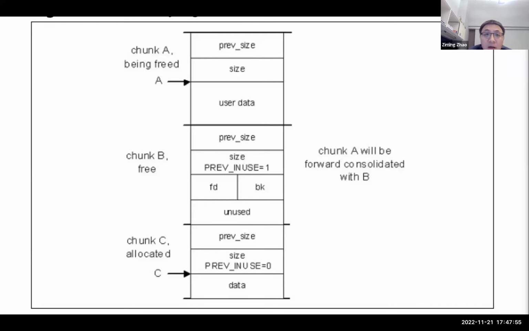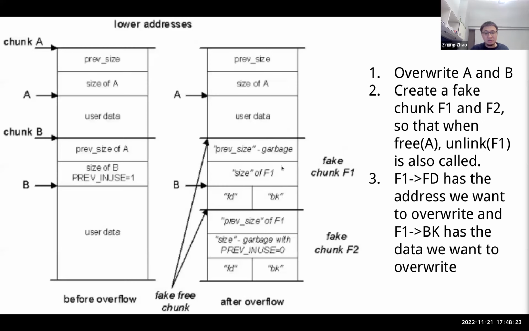Here we assume chunk A, this object, has a vulnerability. We can do a buffer overflow here. So let's say chunk A is our airplane object structure. When we overwrite A's name, we will be able to overwrite everything after this. Then this figure shows how we should construct this attack.